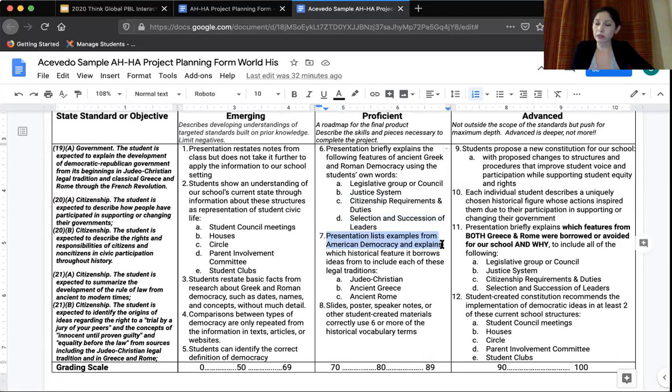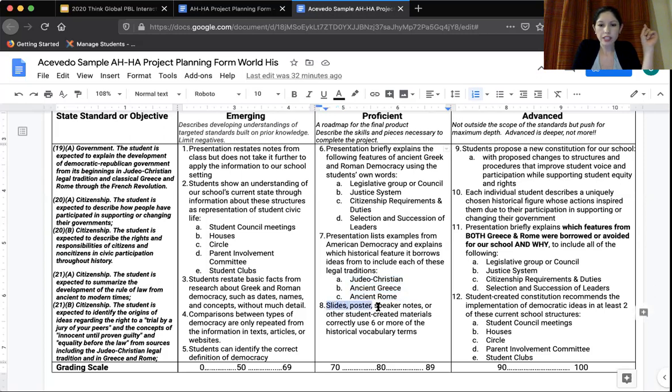So now we're looking at, okay, we're taking something from the past and it's developed into what we have in the United States. So they're going to look at American democracy and be able to list some examples and explain which historical feature it borrows ideas from to include each of these legal traditions. And so I want to make sure they have gone back and pulled, okay, what did I find came from Judeo-Christian tradition, ancient Greece, and ancient Rome.